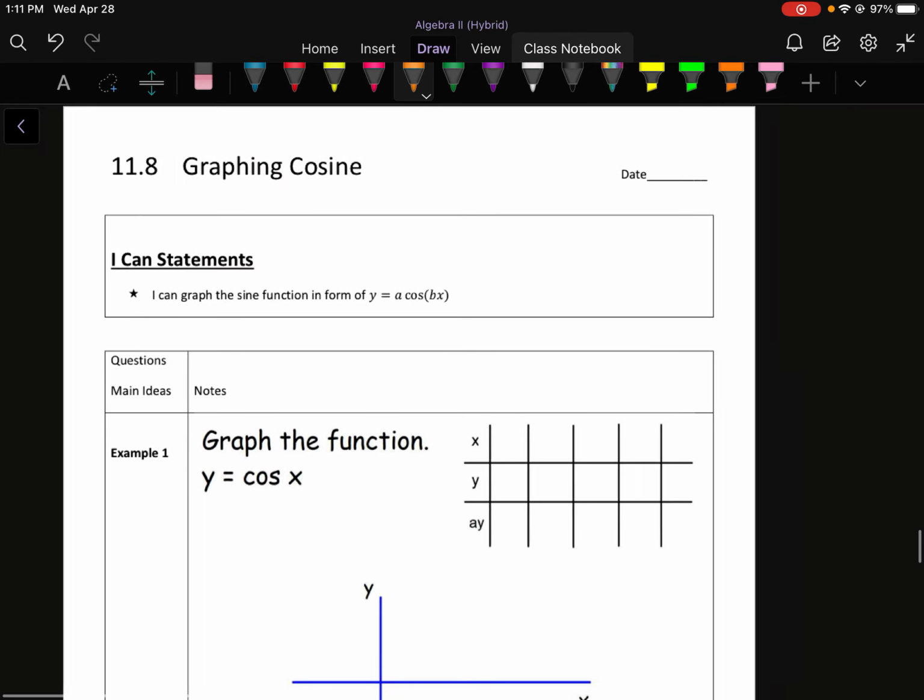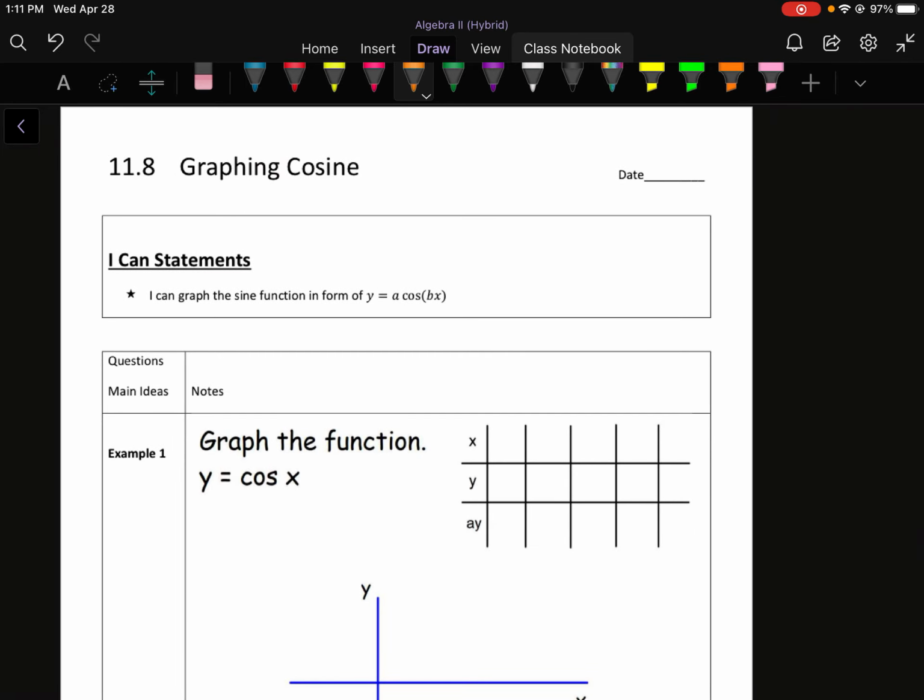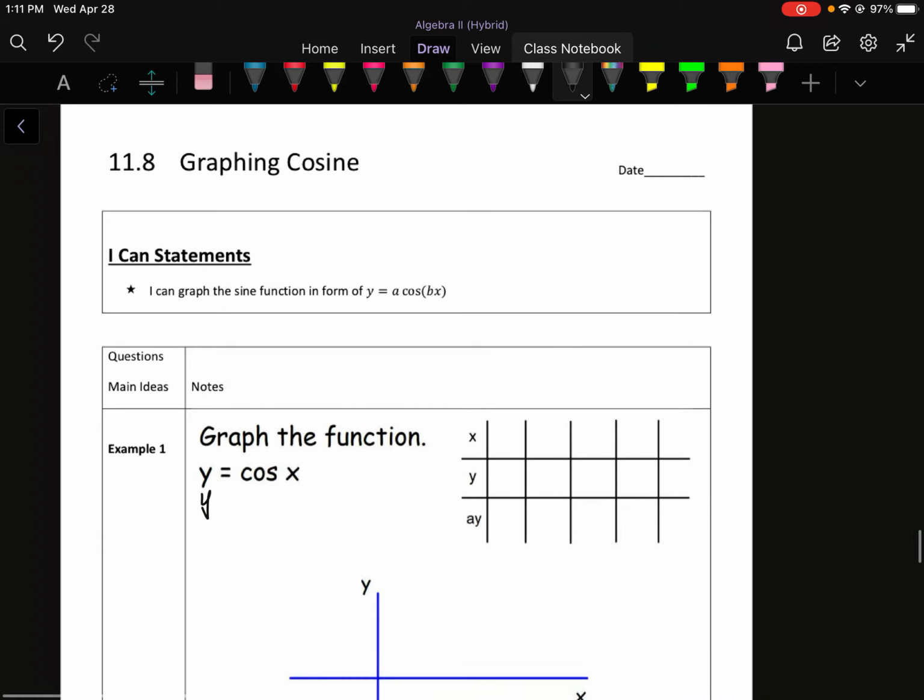All right, so graphing cosine, section 11.8. So let's see if we can treat this one the exact same way. So first of all, the generic form looks the exact same. So y equals a cosine of bx. So my amplitude A is 1. My period is 2 pi divided by my b value. Well, my b value is also 1, so it's just 2 pi.